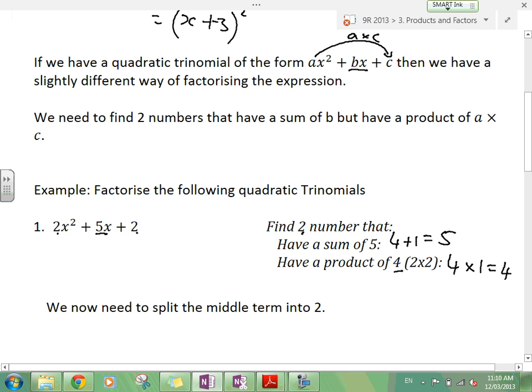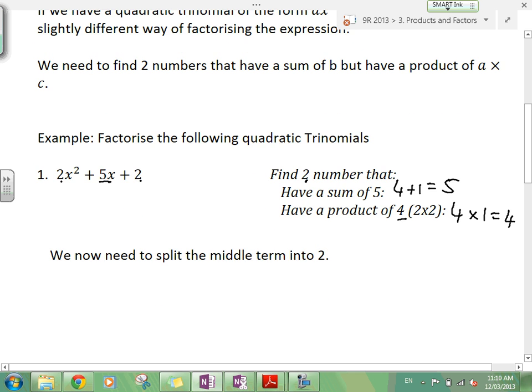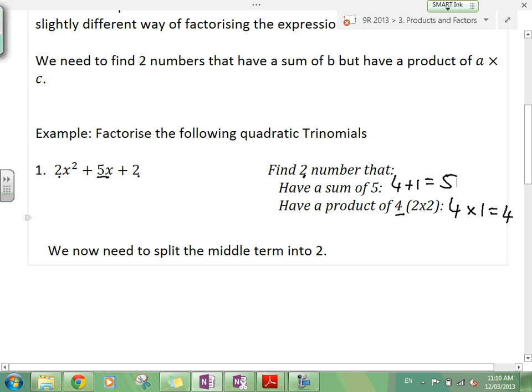Alright? Now, if this was just what we were doing yesterday, a trinomial without a coefficient of x squared, I could just go ahead and factorize this fully. But there's a slight difference today. I need to take a couple of extra steps. So how I'm going to write it is this. I'm going to split the middle term, 5x, into 2, using these two numbers of 4 and 1. And so I'm going to have 2x squared plus 4x plus x, which is 1 times x, plus 2. Are you all following what I've done here?